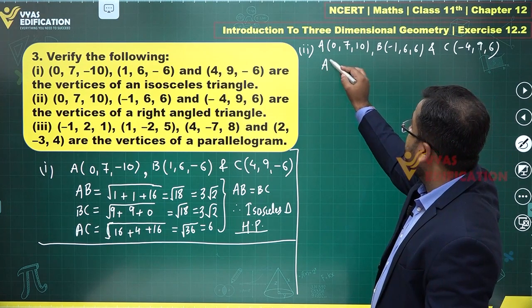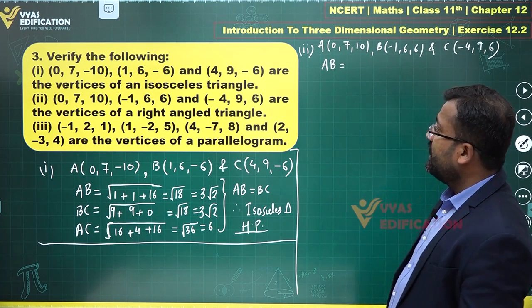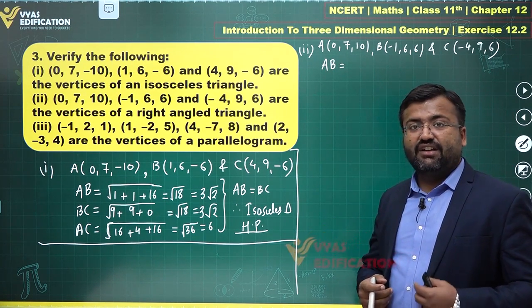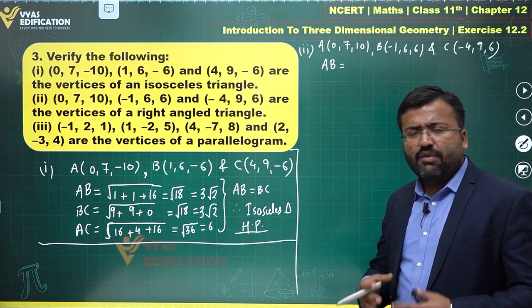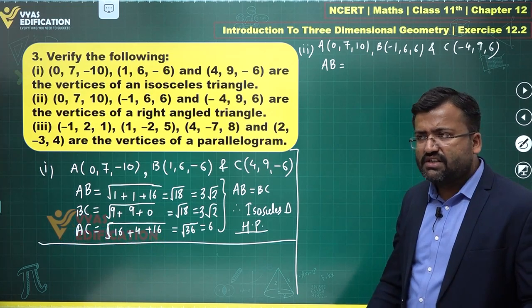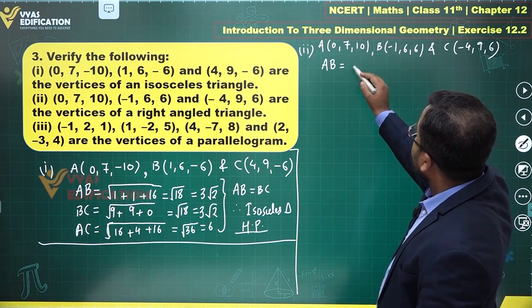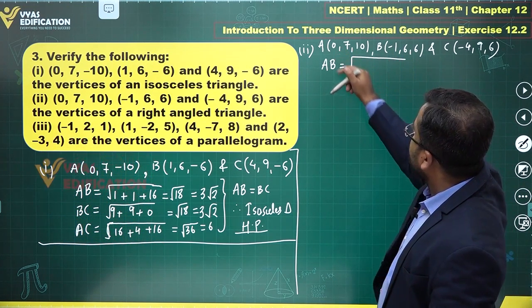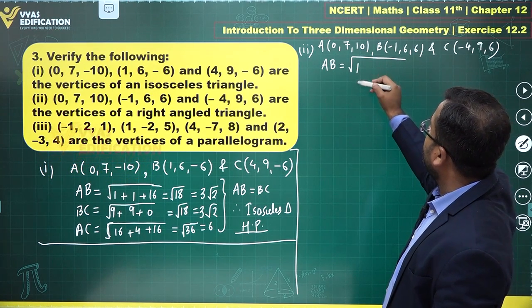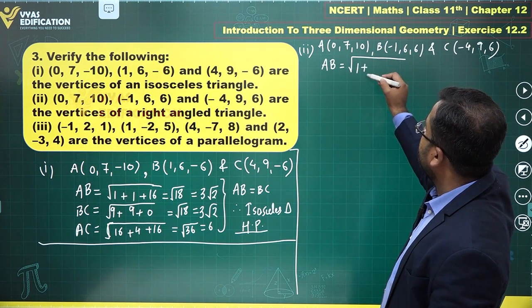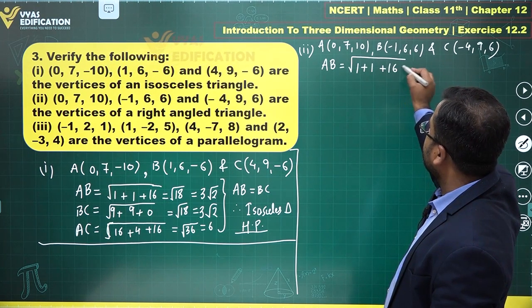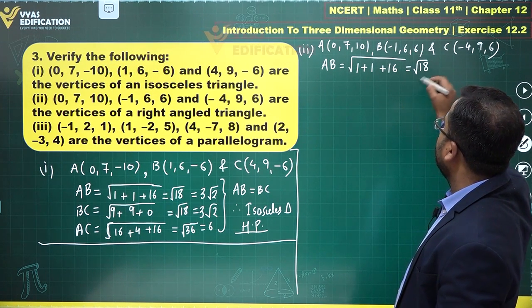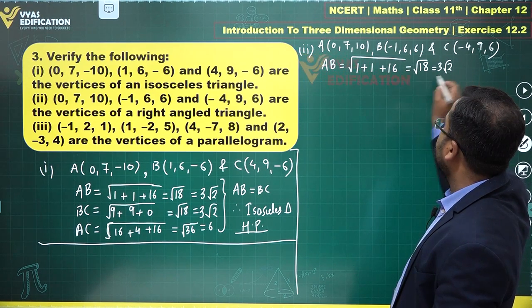So let's find AB. What is that? By the way, in a right angle triangle, we are looking at AB squared plus BC squared is equal to AC squared, something of that sort, right? The sum of squares of two sides should be equal to the square of the third side. AB is under root of (-1 minus 0), which is -1 squared, 1. 6 minus 7, which is -1 squared, 1. 6 minus 10 is -4 squared, which is 16. That becomes root 18 first of all, which is 3 root 2.